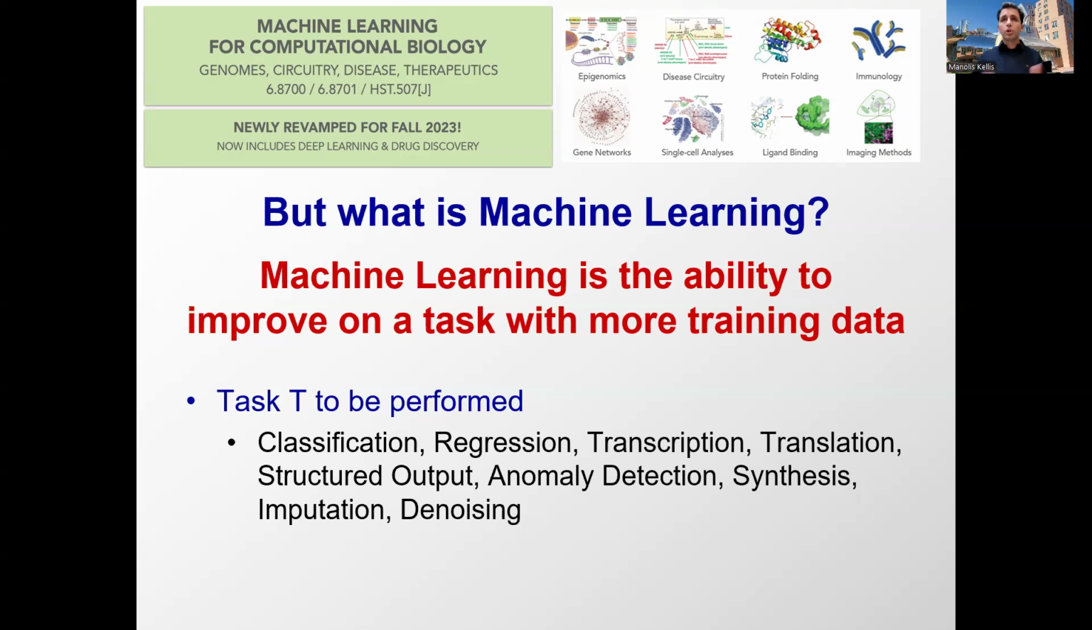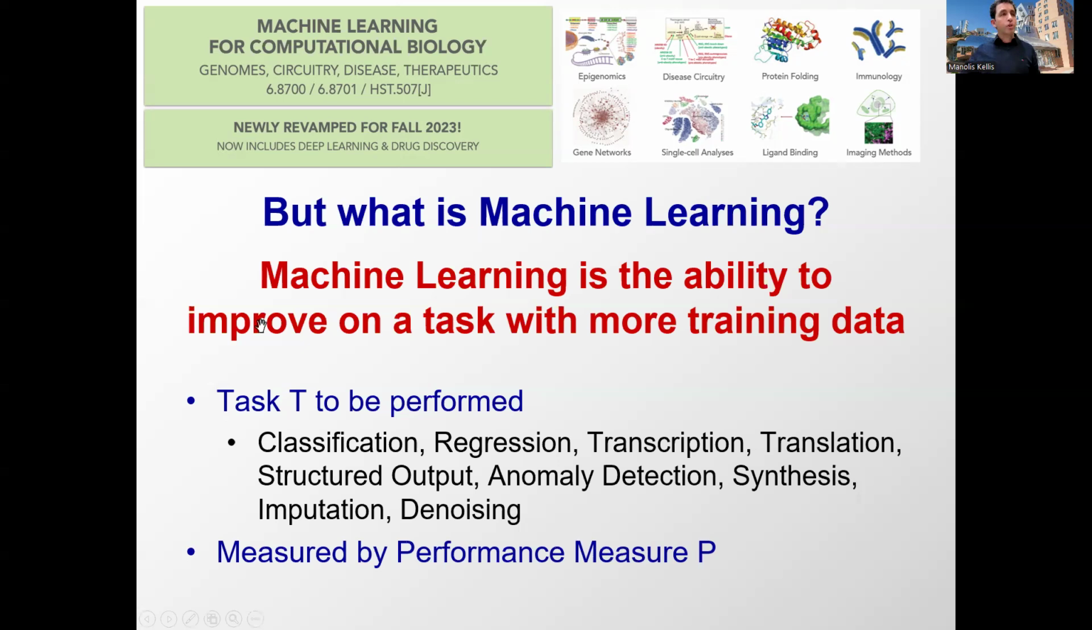Everybody with me here? In all of these tasks, through the course, we're going to see techniques that allow you to get better with more data. That's what we call machine learning. And when we say improve on a task, that means we need some kind of performance measure that tells us that indeed we are improving. Everybody on board? Good. Questions?